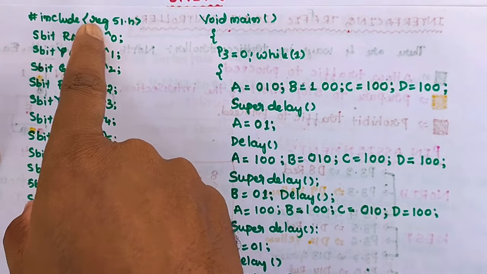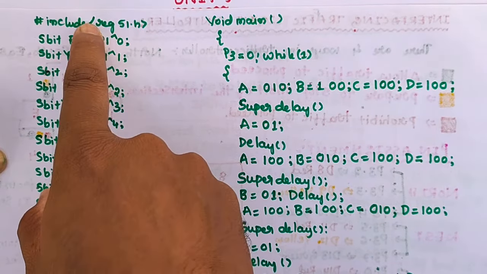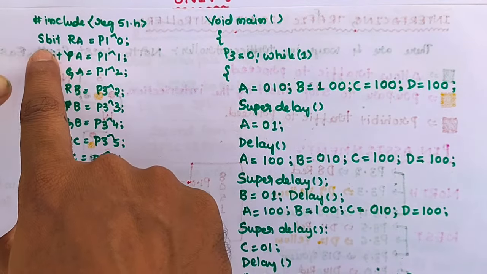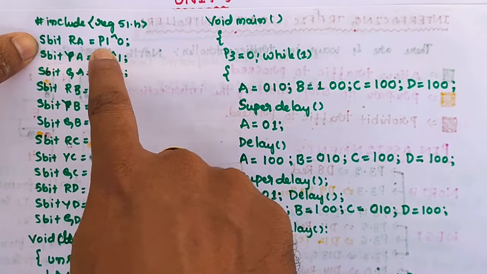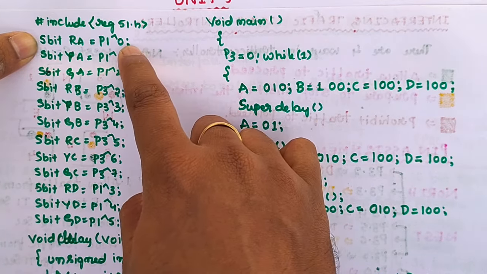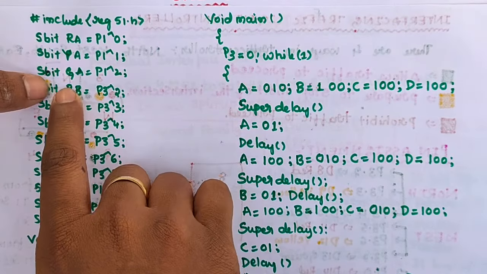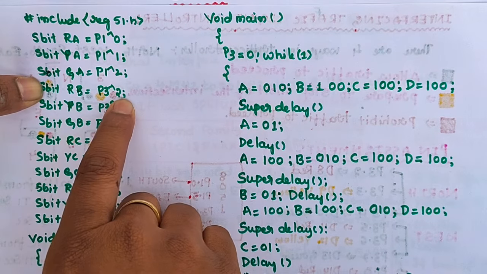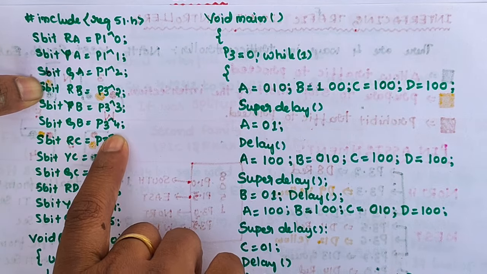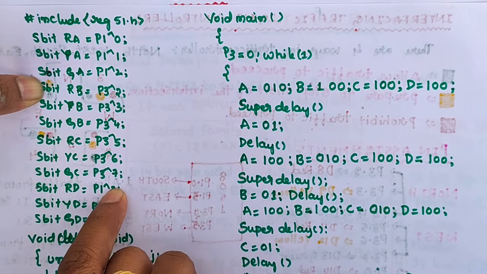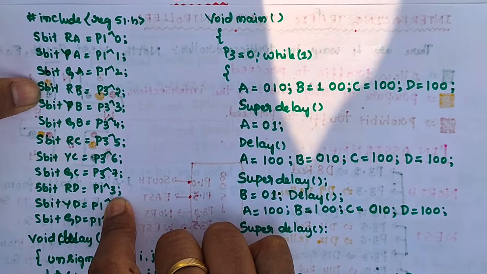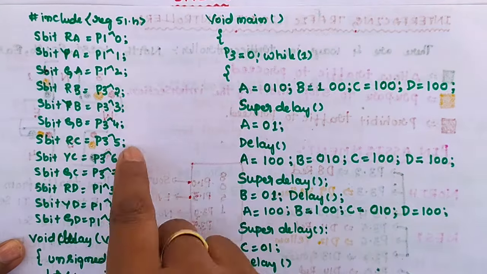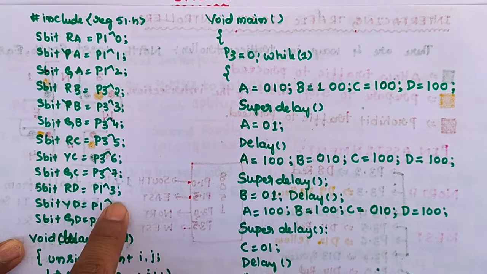I need to make the set bits, so there is no need to use a register like 51H. I am directly mentioning the bits with sbit. A is port P1.0 to P1.2, as red, yellow and green. Next, B is represented with port P3.2 to P3.4, C from P3.5 to P3.7 and D from P1.3 to P1.5. So a total of two ports are used here, port 1 and port 3.